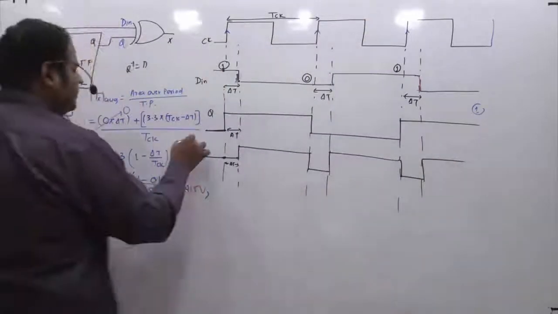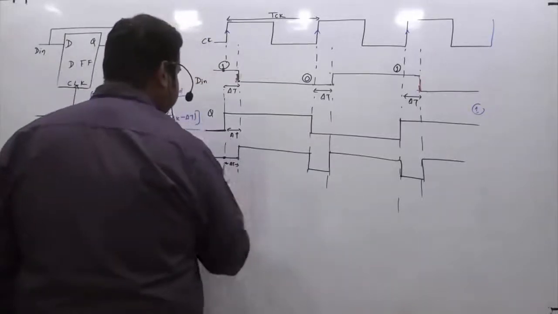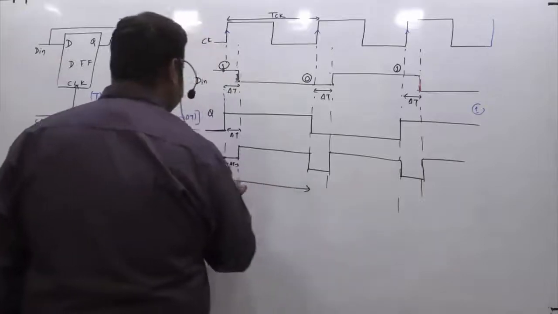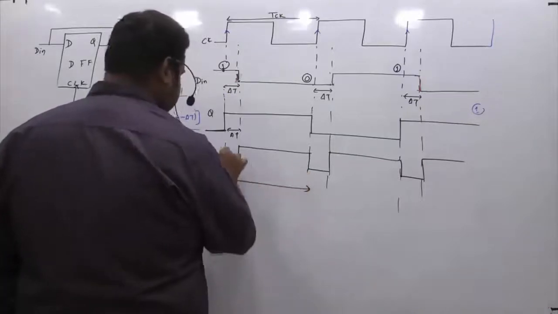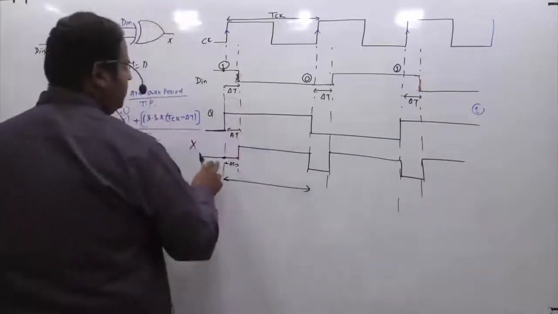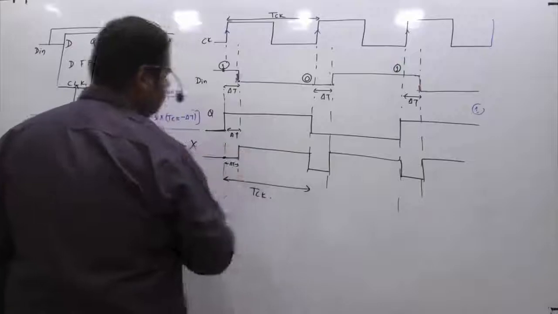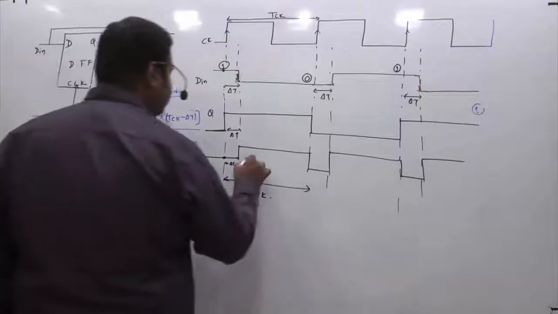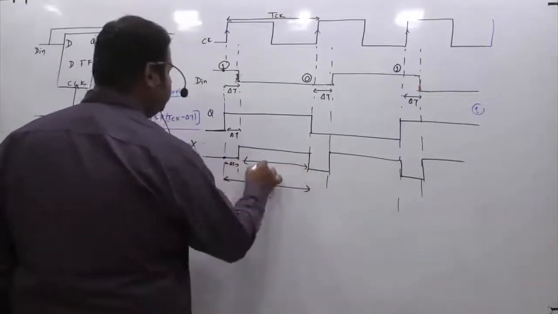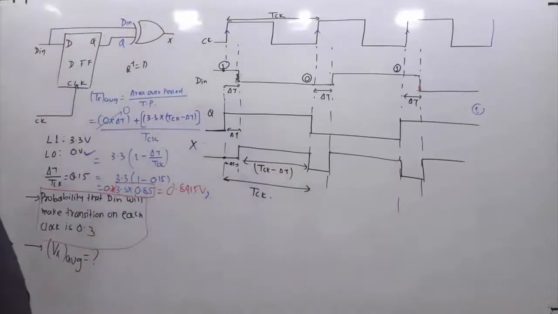So what is this waveform? This waveform is X. If I ask you about the probability of this, what is the period of this, if I ask you? If you check from this point to this point, this is the gap between two clock edges. So this is your TCK. If this is your TCK and this is your delta T, this is nothing but TCK minus delta T. TCK minus delta T. So that is the waveform of X.